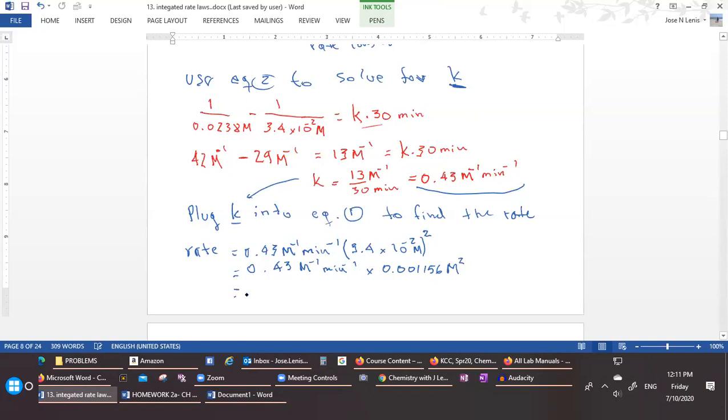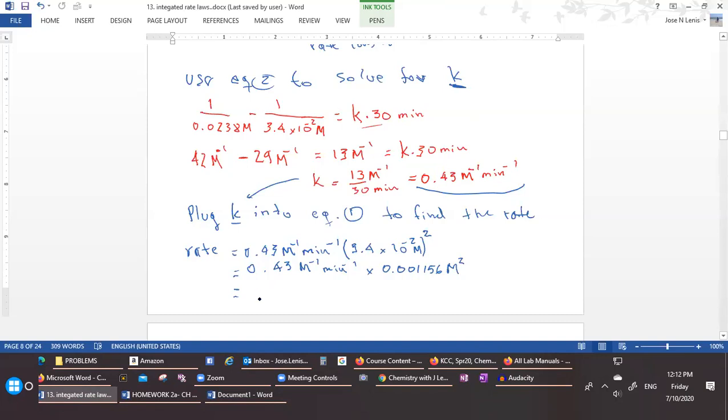Don't forget to follow up the units on every calculation. And then we multiply this number by this. So that number times the constant, which is 0.43. I should have written more numbers for the constant to reduce the error. All right. And I want to round that off.